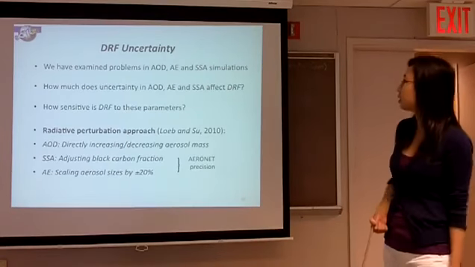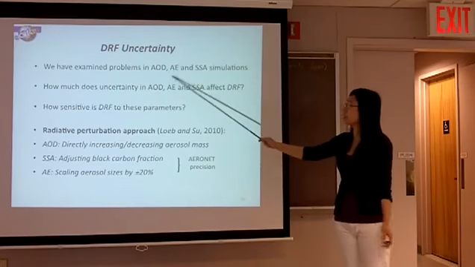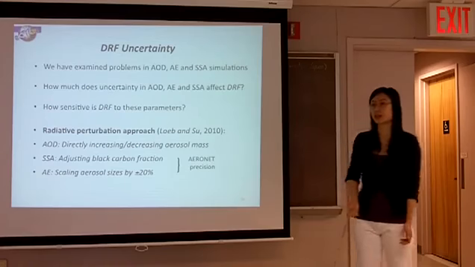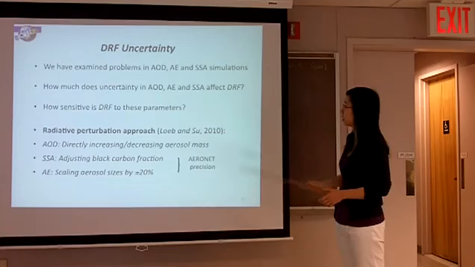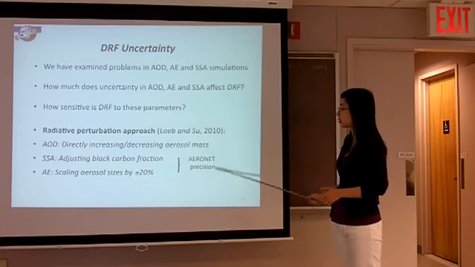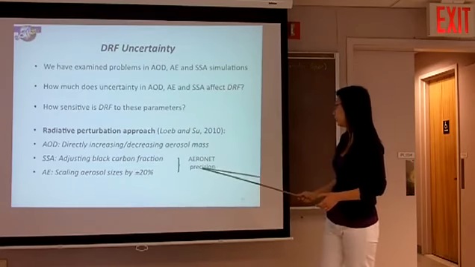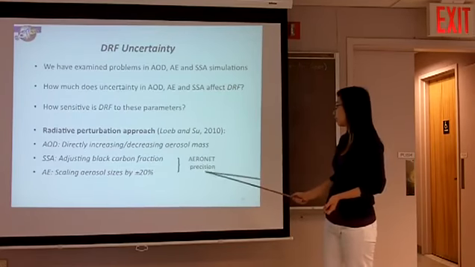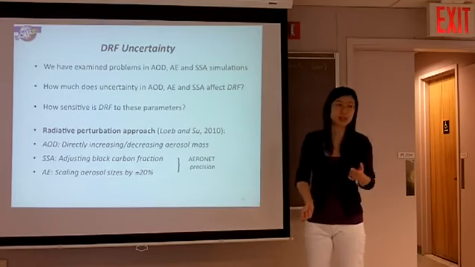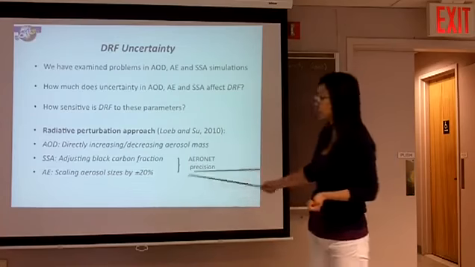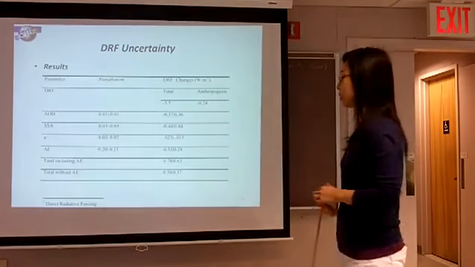Then I did some sensitivity study to see how the perturbations in these three affect the radiative forcing, because that's the thing we care the most about. The idea is that we perturb these three parameters by AERONET precision. For AOD and single scattering albedo, we perturb them by AERONET precision, and for the Angstrom exponent, we scale the dry size of the aerosols by 20%.